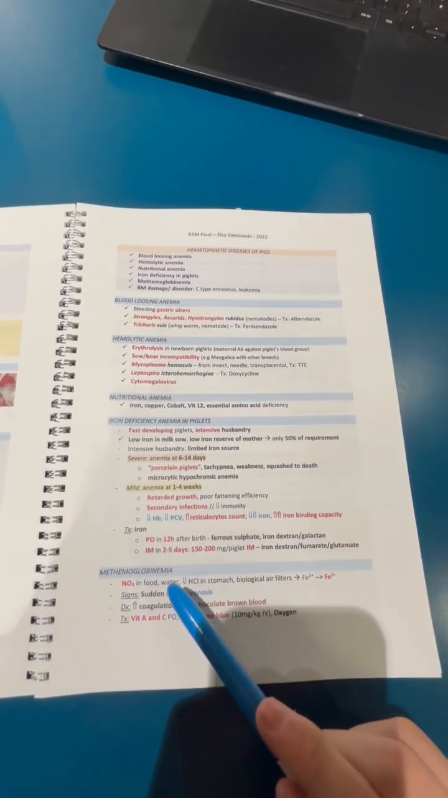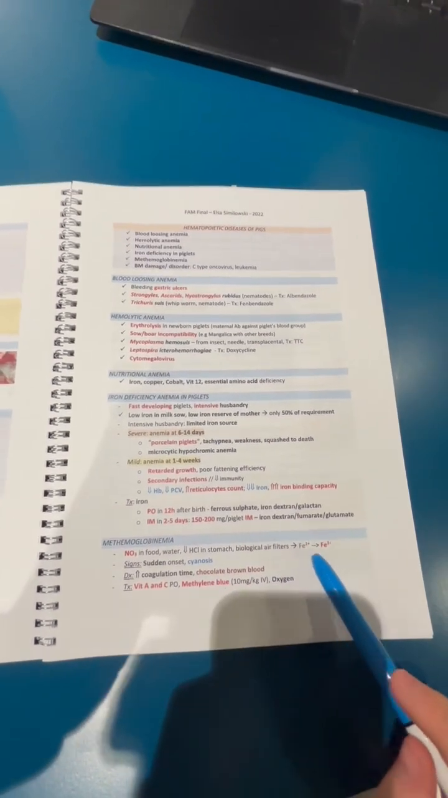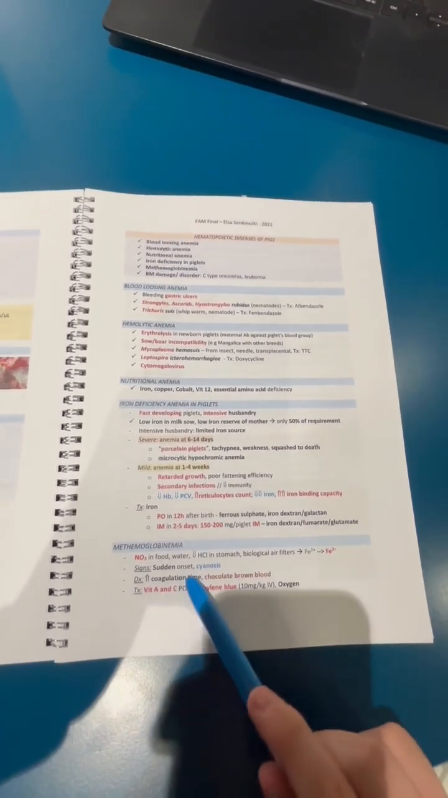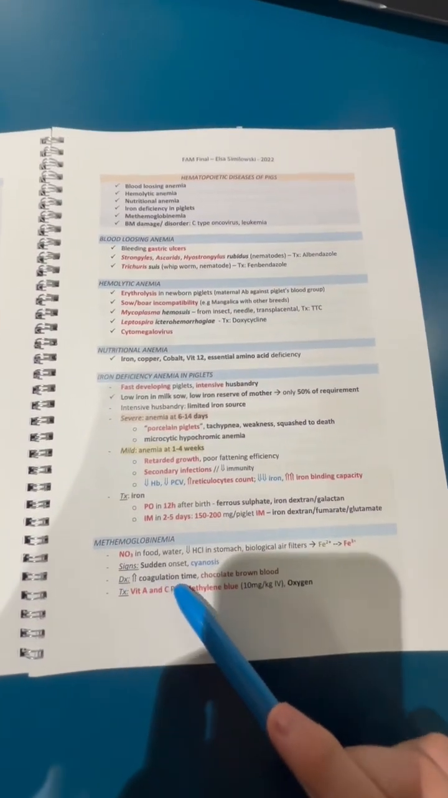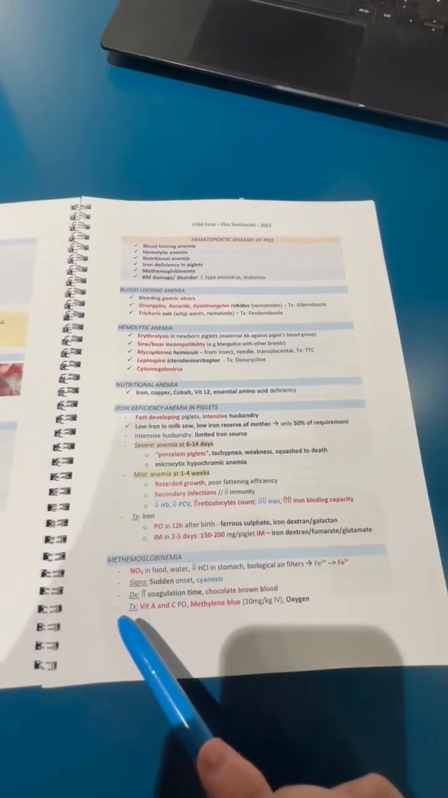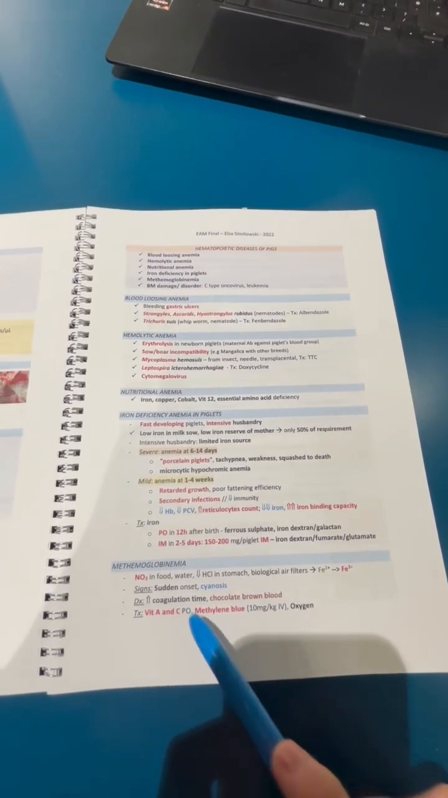Methemoglobinemia occurs when there's ammonia in the food and water. This decreases the hydrochloric acid in the stomach. It causes iron 2+ to turn into iron 3+. The signs are sudden onset and cyanosis. Diagnosis, you can see an increased coagulation time and chocolate brown blood. And for the treatment, give vitamin A, vitamin C, and you can give orally, and then you can also give methylene blue.